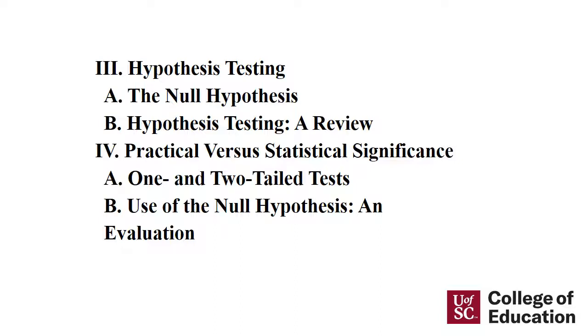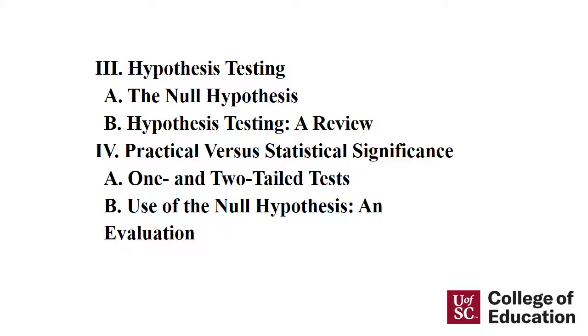The logical sequence for a researcher who wishes to engage in hypothesis testing is as follows. One, state the research hypothesis, e.g., there is a difference between the population mean of students using method A and the population mean of students using method B. Two, state the null hypothesis, e.g., there is no difference between the population mean of students using method A and the population mean of students using method B, or the difference between the two population means is 0.